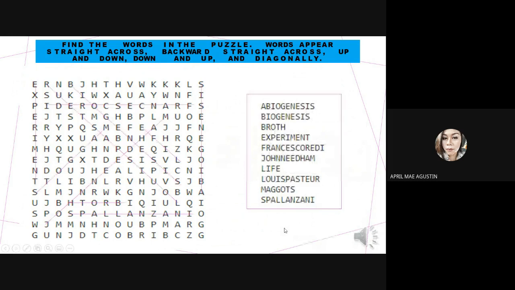Okay, so now time's up. Here are the words that you can find in the given puzzle. Let us read the words. We have abiogenesis, biogenesis, broth, experiment, Francesco Redi, John Needham, life, Louis Pasteur, maggots, and Spallanzani. All of these words have a relationship with the topic that we're going to discuss for today.